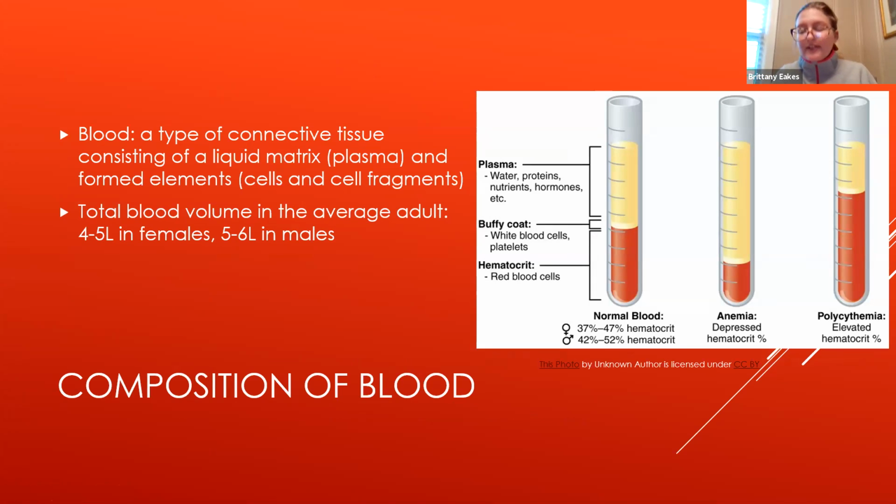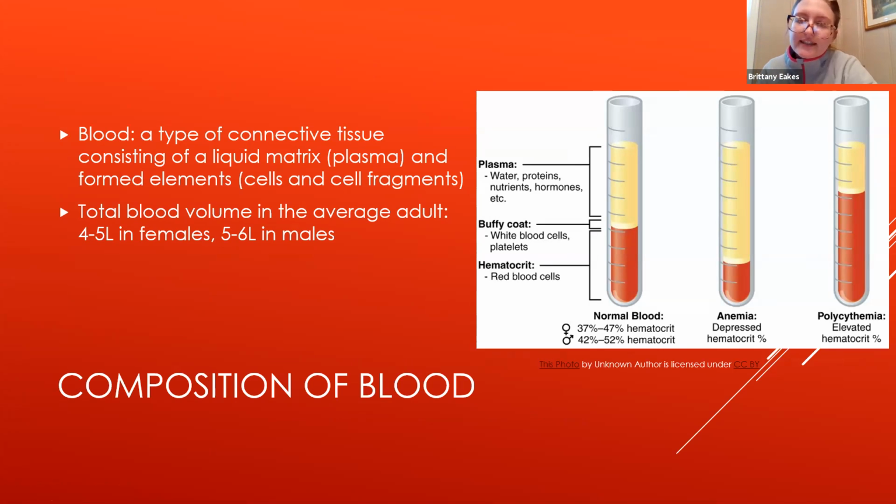So blood is a type of connective tissue. Remember, there's 4 different types of tissue, and blood is a liquid connective tissue. So it consists of a liquid matrix, which is the plasma, and formed elements, which are cells and cell fragments.